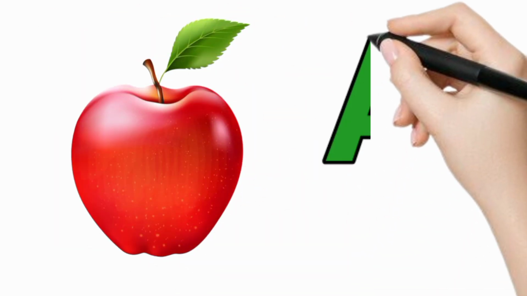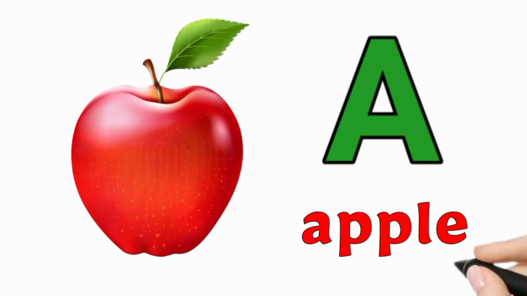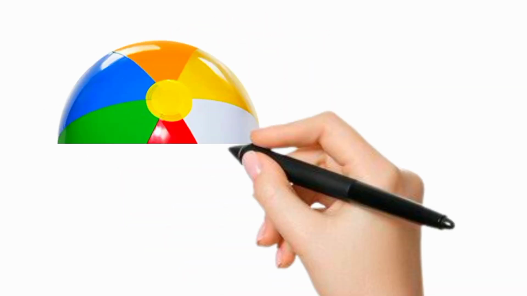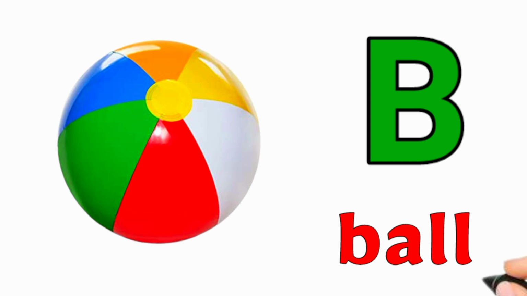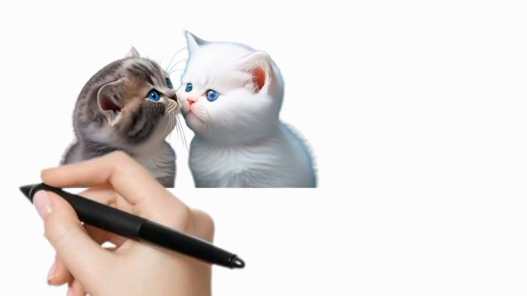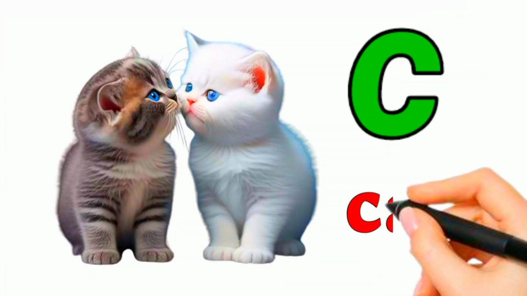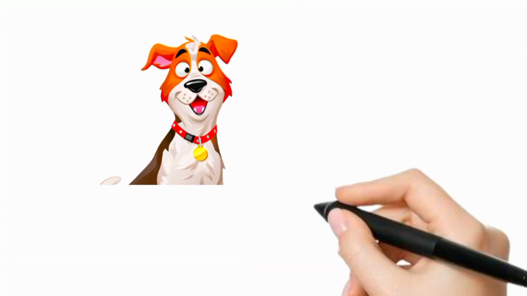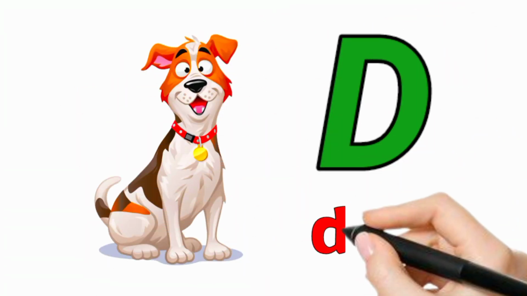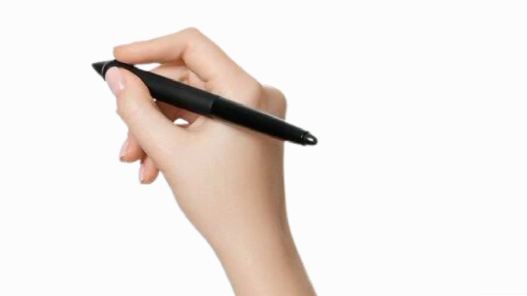A for apple. Apple means save. B for ball. Ball means gain. C for cat. Cat means billy. D for dog. Dog means kutta.